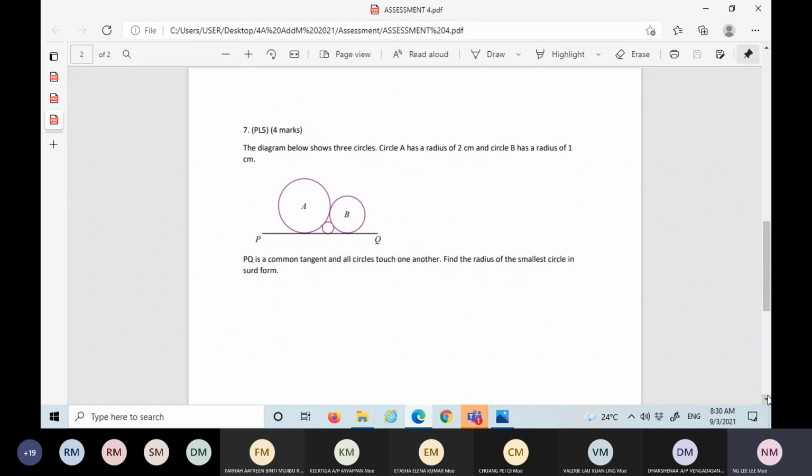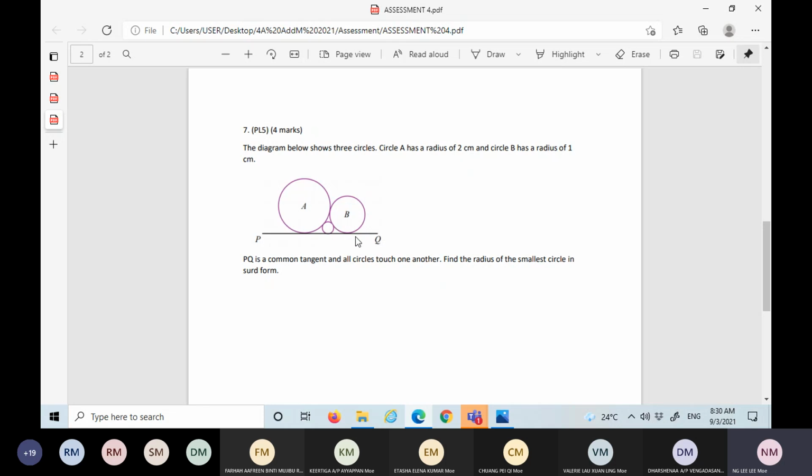Okay, you have 3 circles. Circle A has a radius of 2 centimeters. Circle B has a radius of 1 centimeter. PQ is a common tangent. Common tangent means it will touch all the three circles at one point. And all circles touch one another, means A, B, and the smallest circle touch one another. Find the radius of the smallest circle in surd form. So they want to find the smallest one, in the middle. This circle, they want the radius.